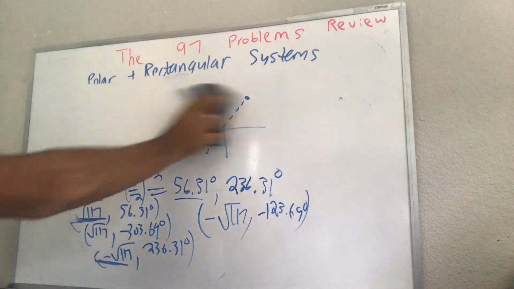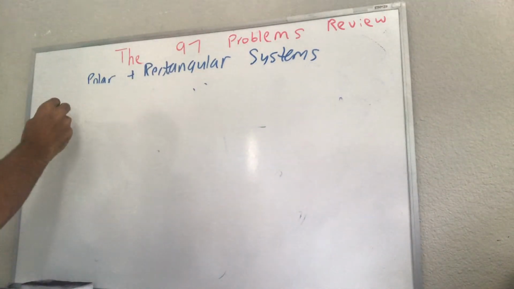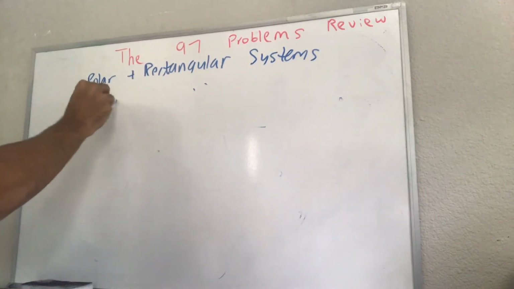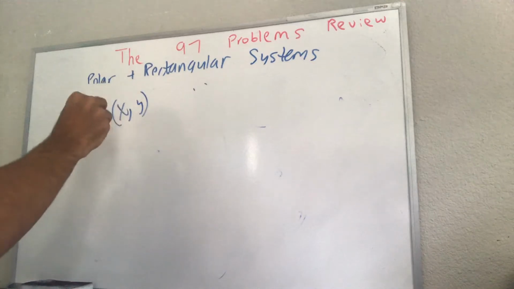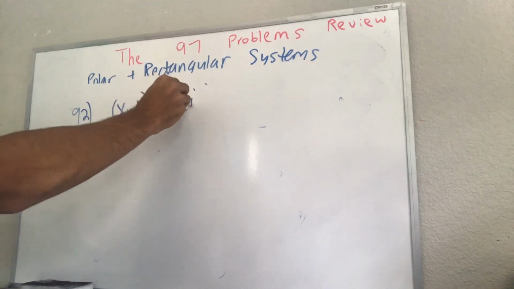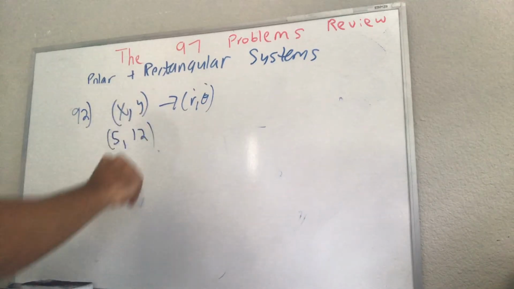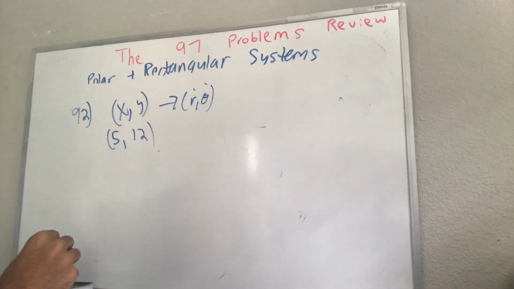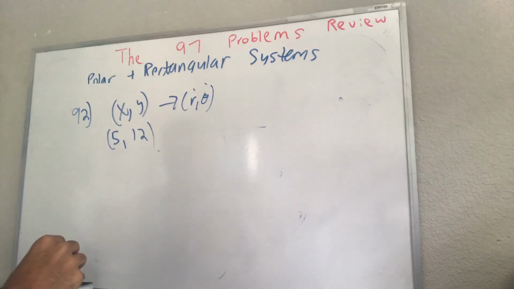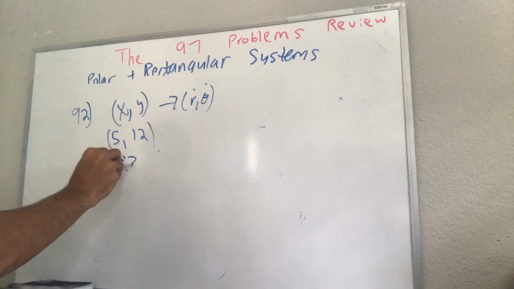And there's the last question I have for this, so that's question number 92. So we have x comma y, and we want to convert this obviously into r comma theta. So here we have 5 comma 12. If you know your Pythagorean triples, this should be easy. We know x squared plus y squared, so 25 plus 144 should give us 169. Take the square root of that. We know that r is equal to plus or minus 13.